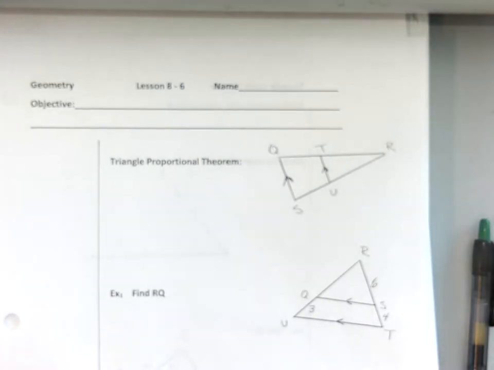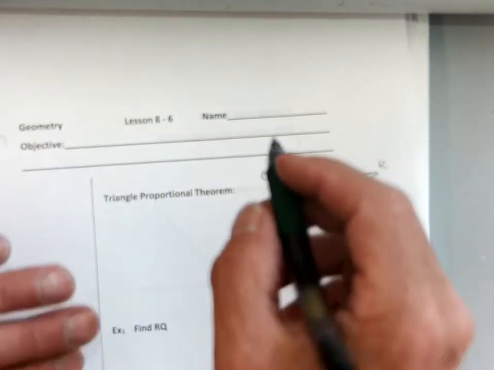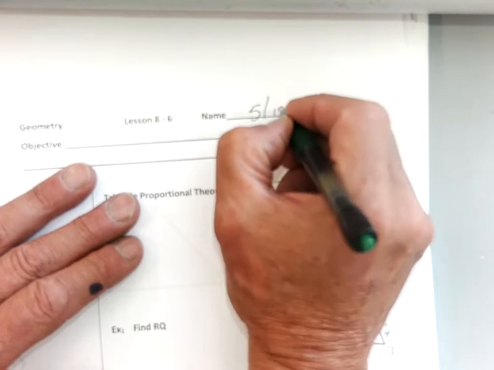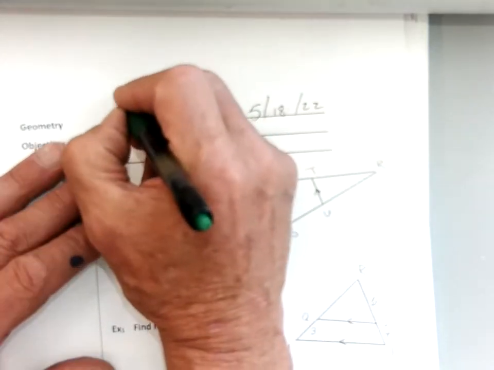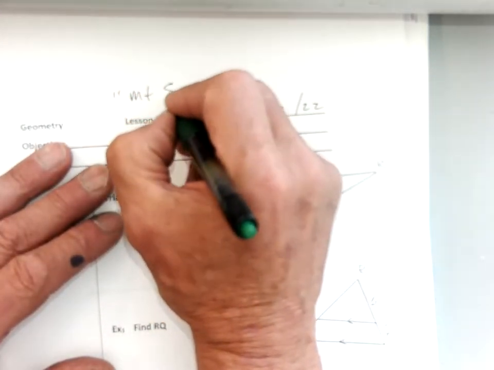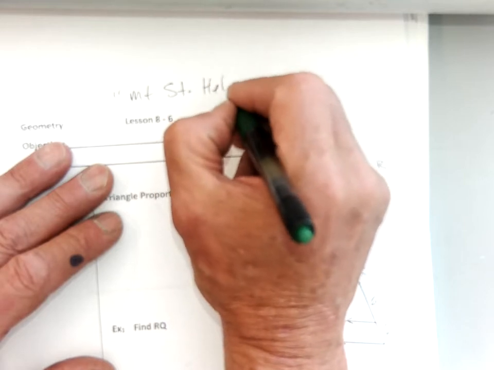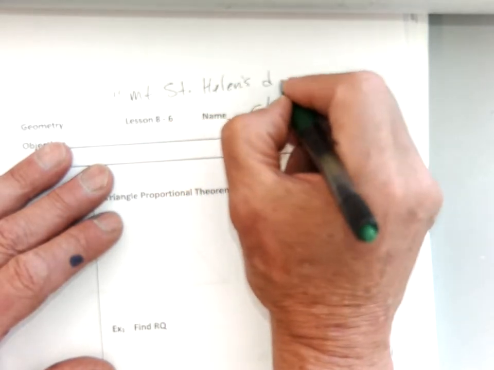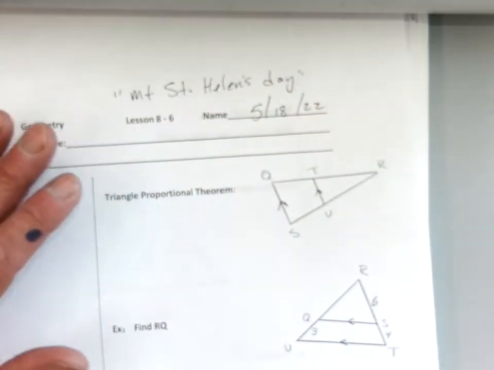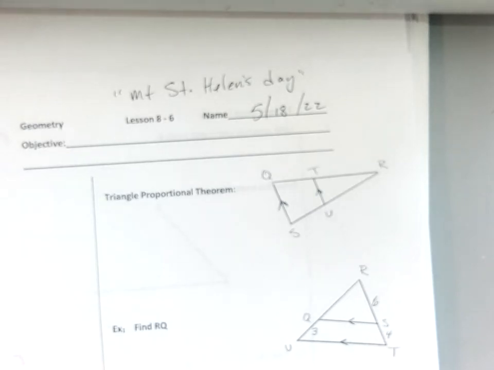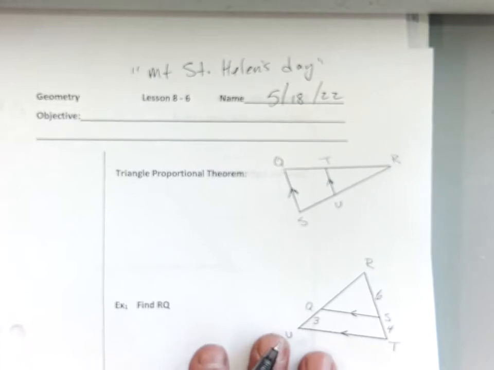All right, guys, here we go. So today, 5/18/22, today is actually Mount St. Helens Day. Yeah, May 18th, 1980. I was there. St. Helens? Yeah, it is blurry.